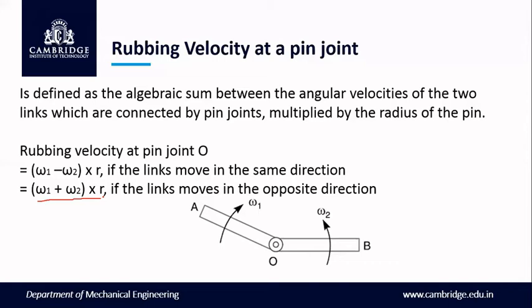Similarly, if the links move in the same direction, we need to use the formula omega 1 minus omega 2 multiplied by the radius of the pin, which gives us the rubbing velocity at the pin joint.